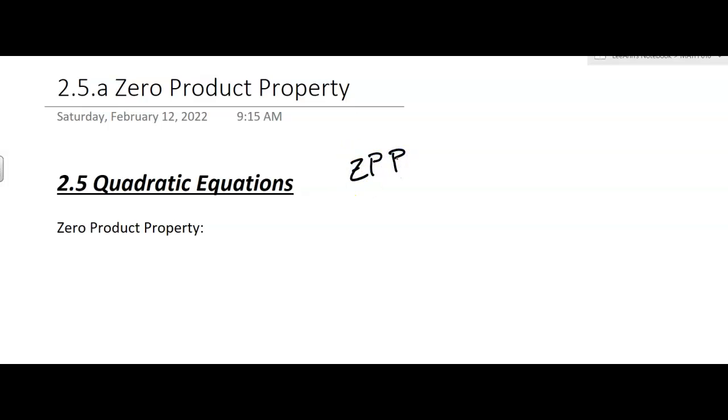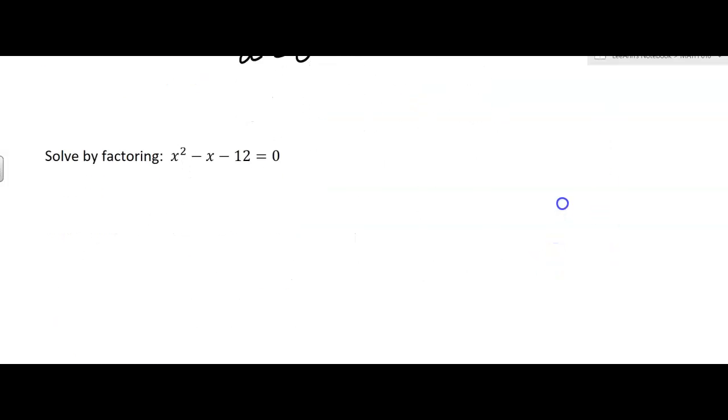Okay, the zero product property says this: if I have multiplication a times b and it equals 0, so I've got 2 things being multiplied, and when the product is equal to 0, then one of 2 things has to happen. Either a has to be 0 or b has to be 0. The only way to get 0 in multiplication is for one of the factors to be 0. So if you have 2 things that are being multiplied, and it equals 0, one of the 2 things has to be 0. Okay, so here's how we use that idea.